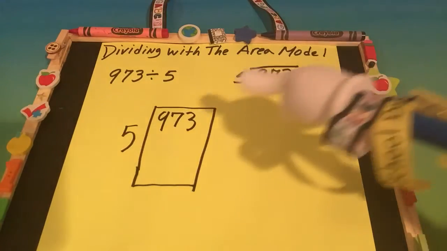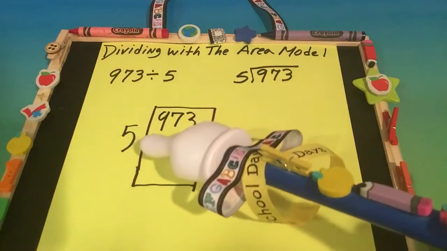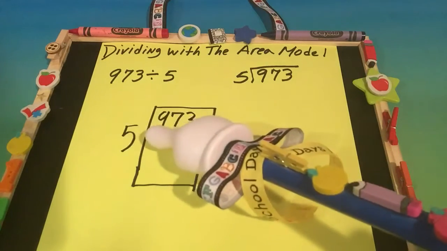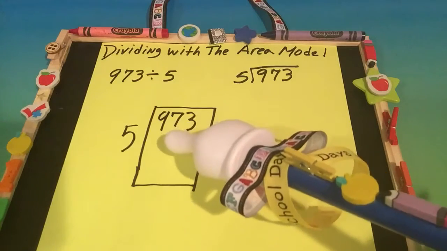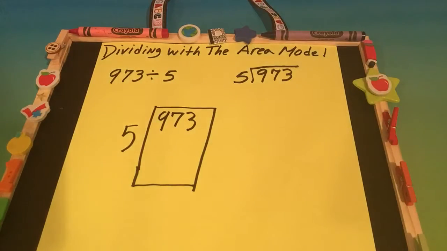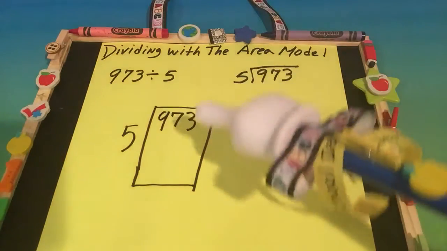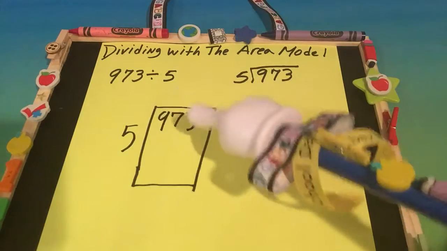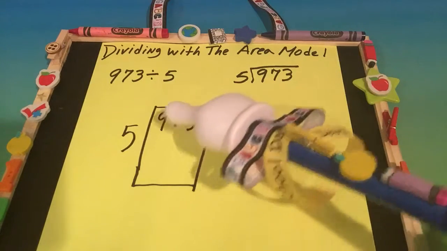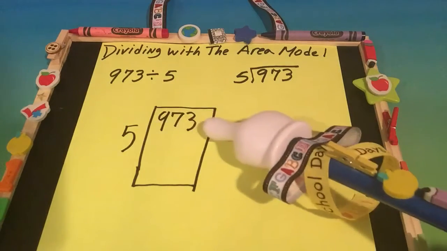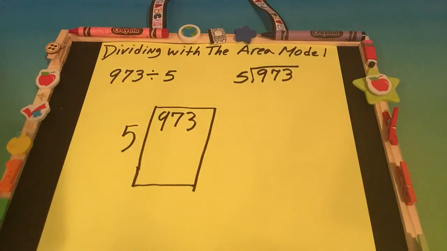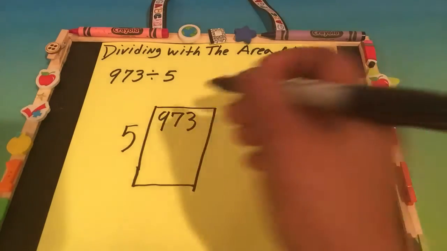And then we'll start to think about our divisor, the number 5. We'll start to think in terms of multiplication. 5 times what number will get us close to 973 without going over? I like to begin by thinking of my tens, my hundreds, or my thousands. I know 5 times 10 is 50, and that is really too low. I know 5 times 100 is 500. And that's close to 973.